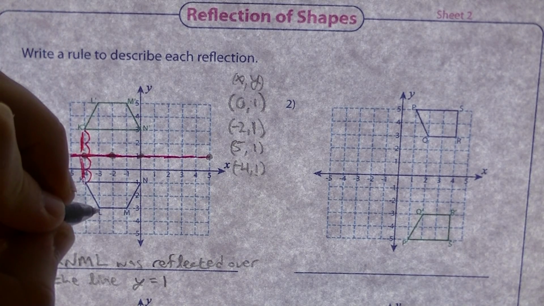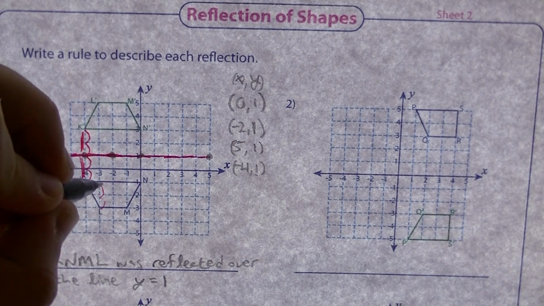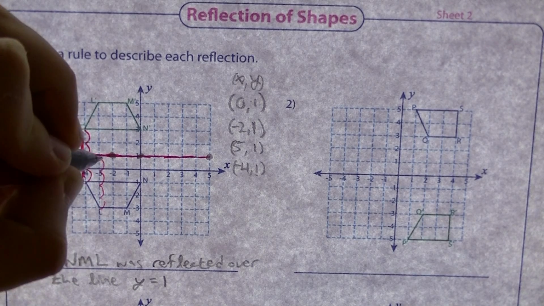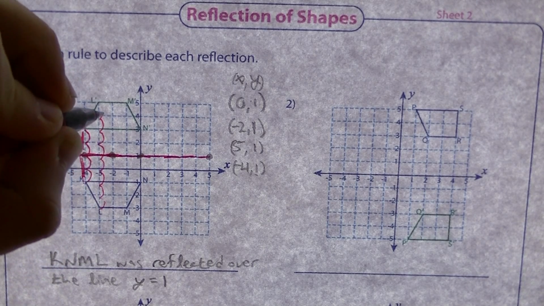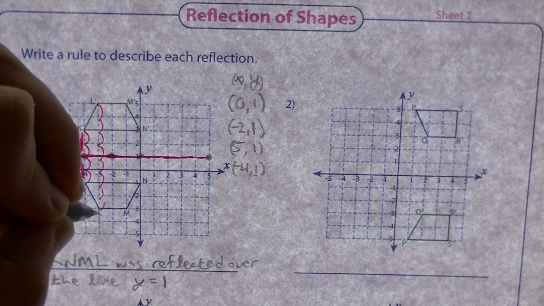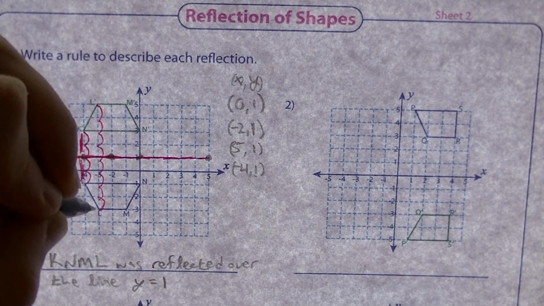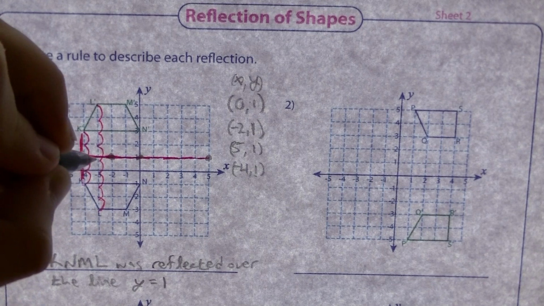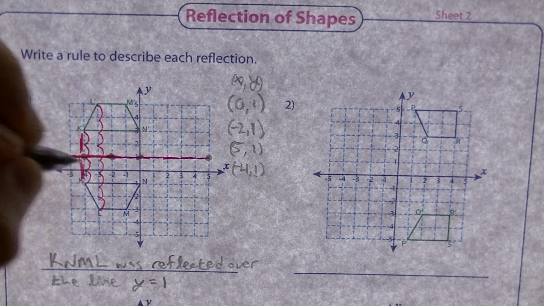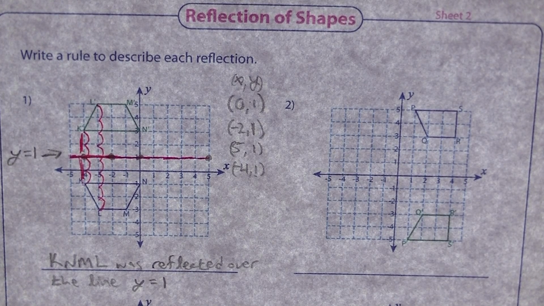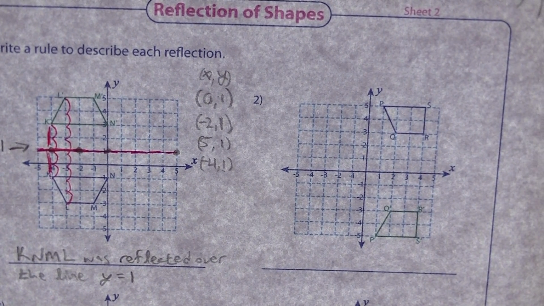Same thing for point L. I would count, let's see, 1, 2, 3, 4, 5, 6, 7, 8. It's 8 from L to L prime. So I should be 4 to be in the exact middle of that. Well, 1, 2, 3, 4. That brought us to our line over there. So let's take a look at a second example of this.